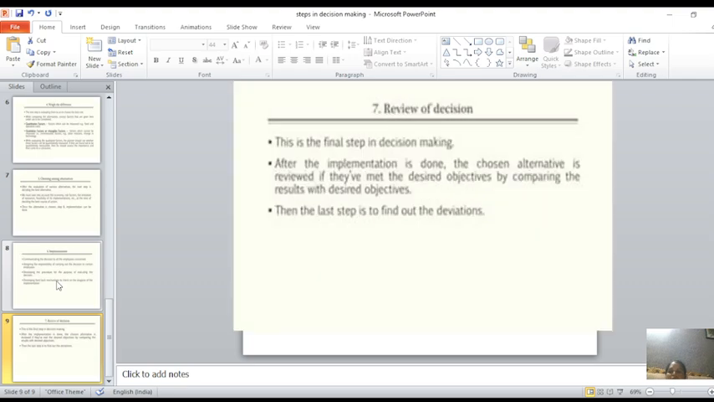Then we are moving to the seventh and final step called the review of decision. We have come to a conclusion. We have made a decision. After the implementation, that is after the sixth step, the chosen alternative is reviewed to see if it has met the desired objective by comparing the result with the desired objective. Then the last step is to find out the deviation. So these were the seven steps involved in making a decision in management. Thank you.